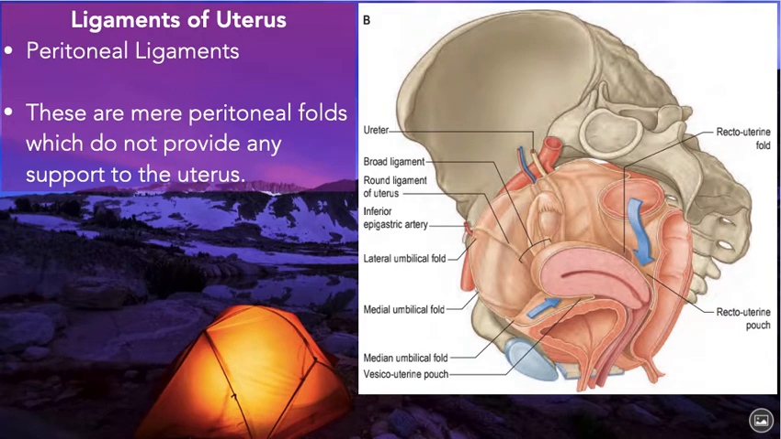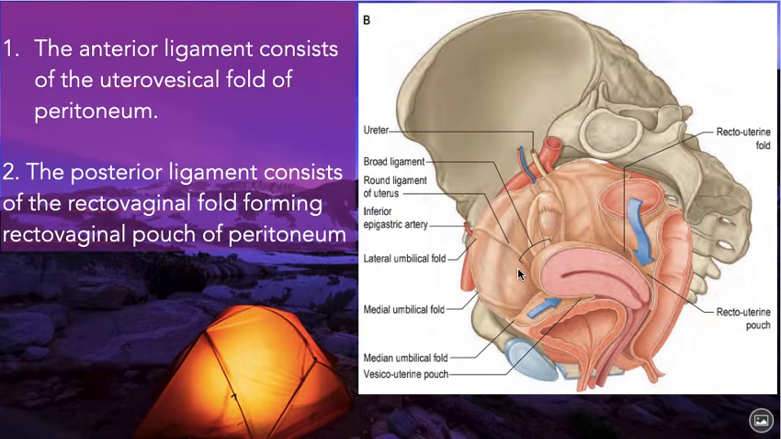Now, let's discuss the ligaments of the uterus. We have the peritoneal ligaments, which are not providing enough support to the uterus. This is the anterior ligament that consists of the uterovesical fold of the peritoneum, whereas the posterior ligament consists of the rectovaginal fold forming the rectovaginal pouch of the peritoneum.